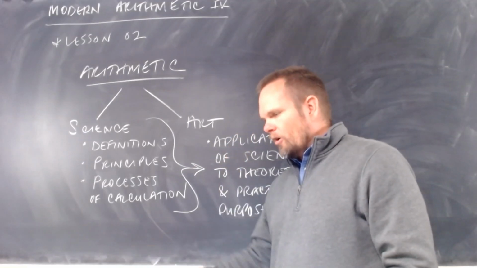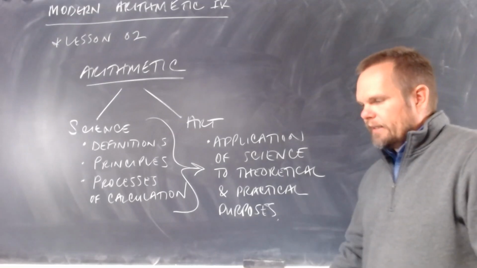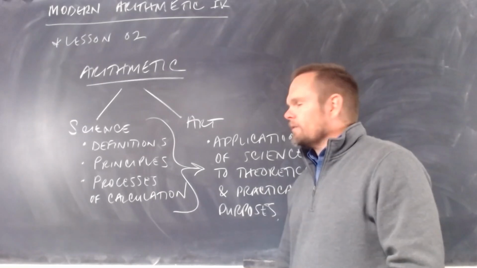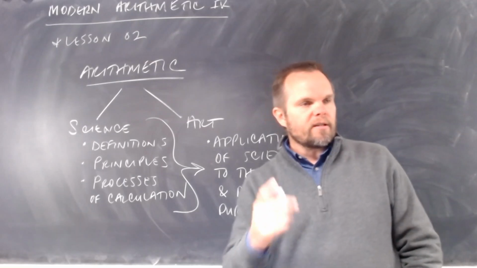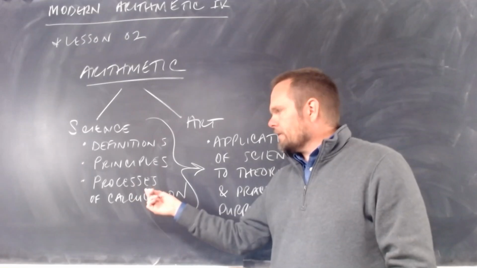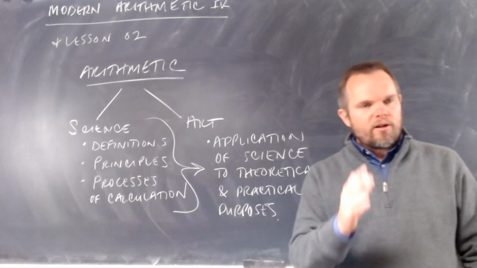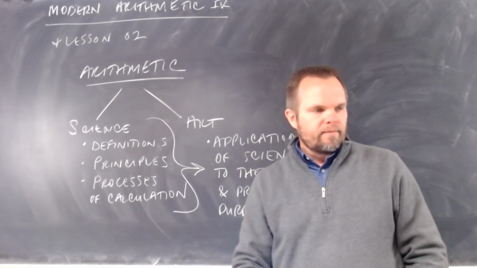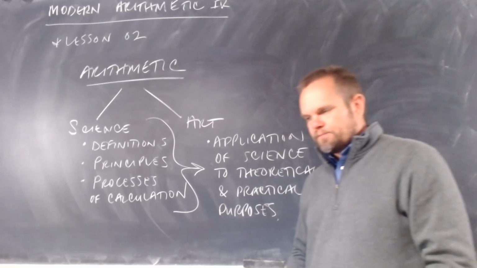It's science and art, knowledge and practice, or study and use, science and art. So when we're learning definitions, we're studying the science of arithmetic. When we're learning principles, different concepts, we're learning the science of arithmetic. When we're learning processes, how to do things, we're learning the science of arithmetic. And then we turn with all that knowledge and apply it, we put it to work for the solution of theories and problems.